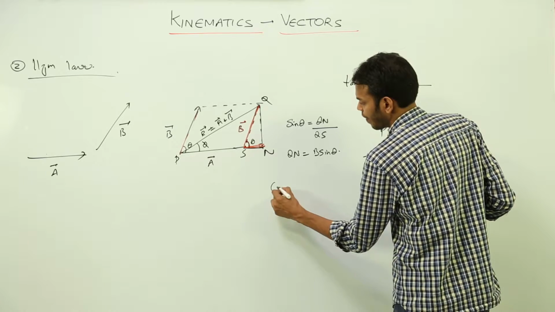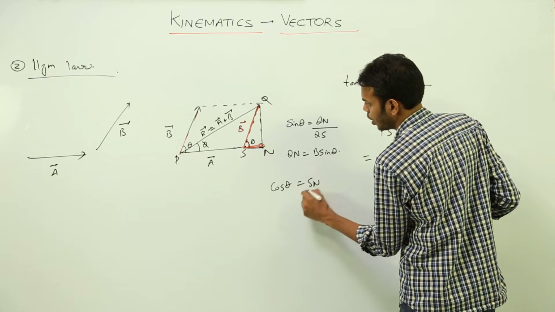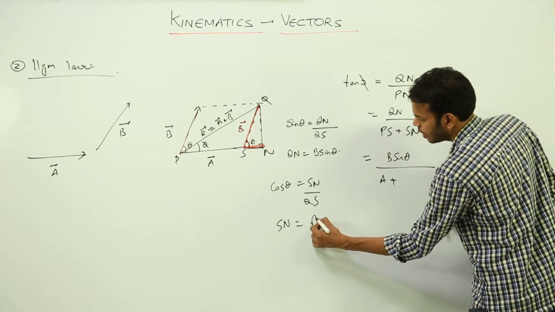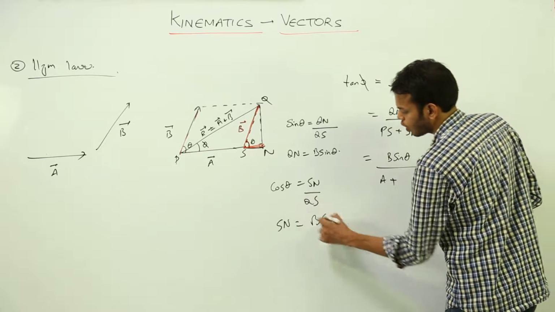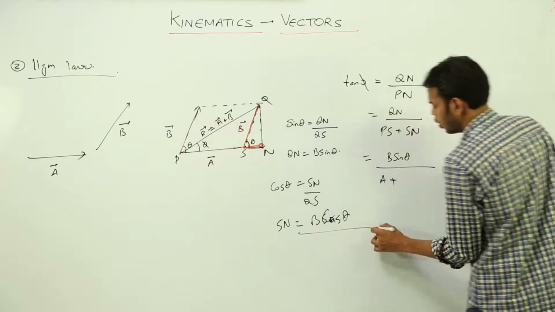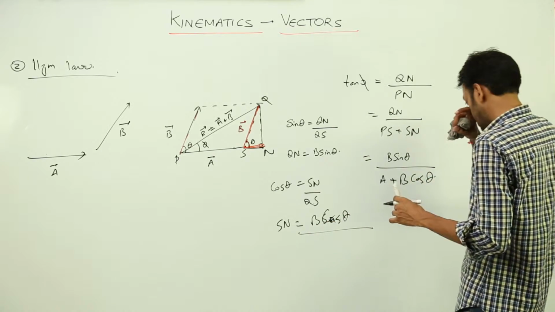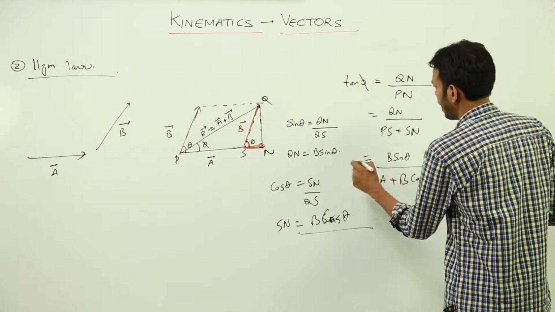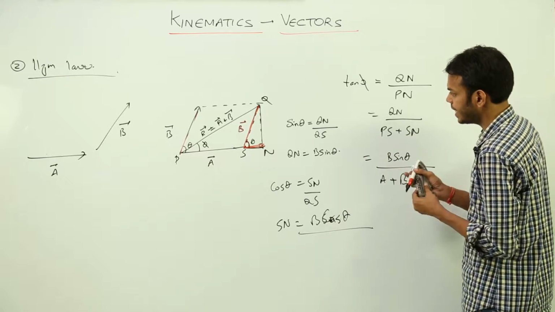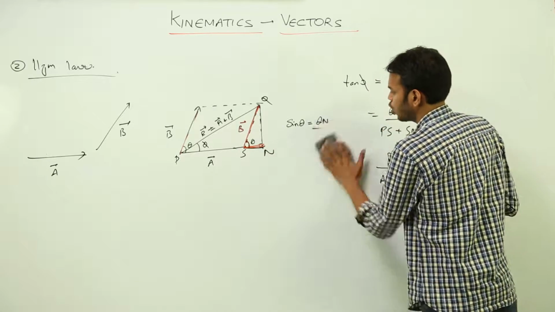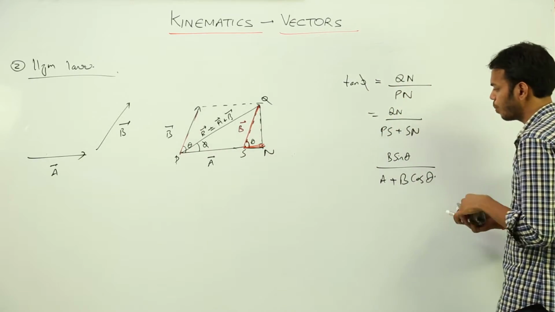Like this only, you can find that cos theta is Sn upon Qs. Therefore Sn is equal to Qs times cos theta, that is B cos theta. So the denominator is A plus B cos theta. So see, can you find any pattern here? Just a second, you can write it down and I'll show you the pattern and how to memorize this formula.